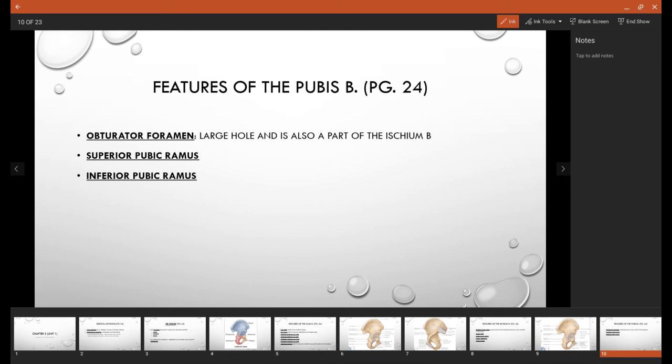Going on to the pubis bone, we have the obturator foramen. Now, this is also a part of the ischium bone, but this is the big hole that those bridges are surrounding. That whole thing's called the obturator foramen. We'll talk a little more about that later on in this unit. We also have two rami, which is plural, and they come from the pubis bone. So they look like little arms that stick out, or bridges. We have one on top, which is just called the superior pubic ramus, and the one on bottom is actually going to connect to that ischial ramus, and that's called the inferior pubic ramus.